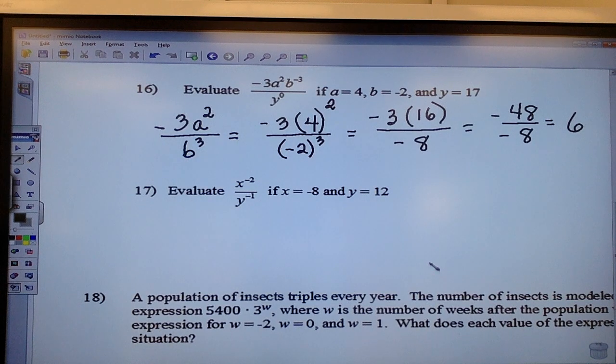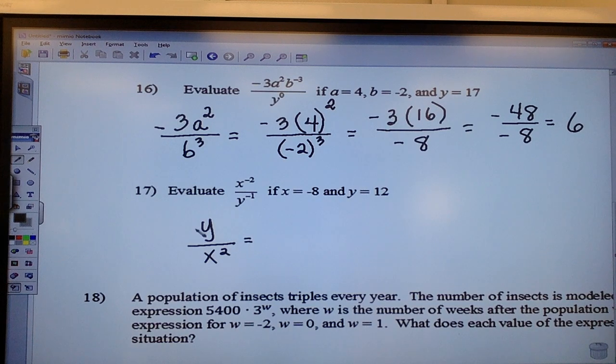All right, let's take a look at this one and let's evaluate. Both x to the negative 2 and y to the negative 1 are negative. So the first thing you want to do is move them. If the negative is at the bottom, you move it to the top. If the negative is at the top, you move it to the bottom. So to simplify, first we'll have y over x squared.